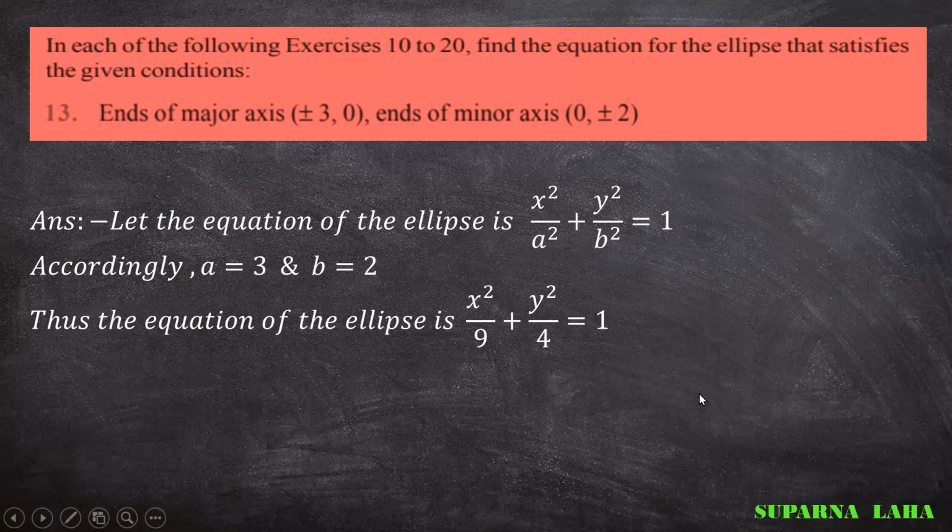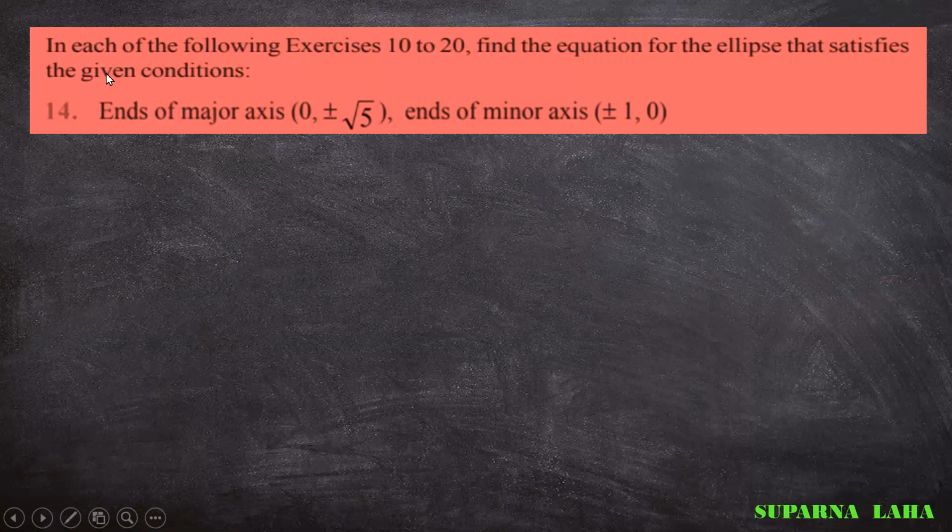Next, moving to question number 14. End of the major axis. Look at the points, they lie on the y-axis: 0, plus minus root 5. So that means the endpoints of the major axis are on the y-axis, so the major axis is the y-axis and the minor axis is the x-axis. Look at the plus minus 1 comma 0.